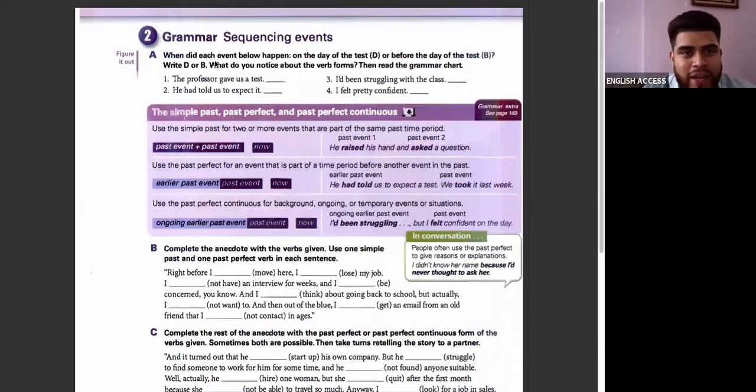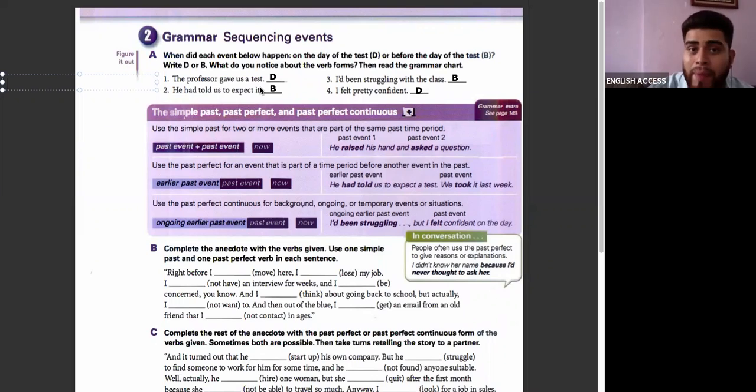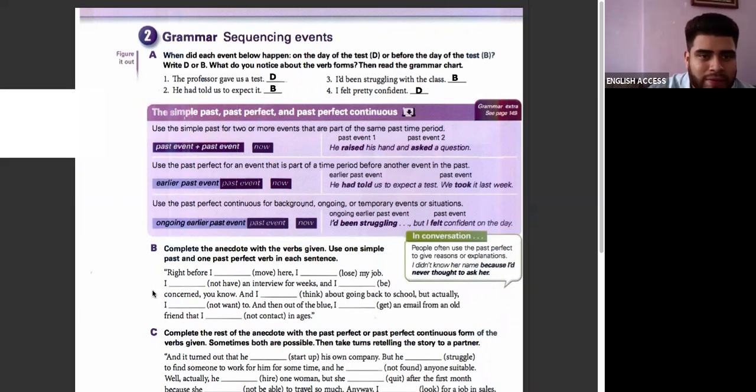Okay. We said yesterday that in this exercise 2A, the professor gave us a test on the day of the test. He had told us to expect it before the day of the test. She had been struggling with the test before, and she felt confident the day of the test, right? So we were learning how to compare the past with the past perfect.